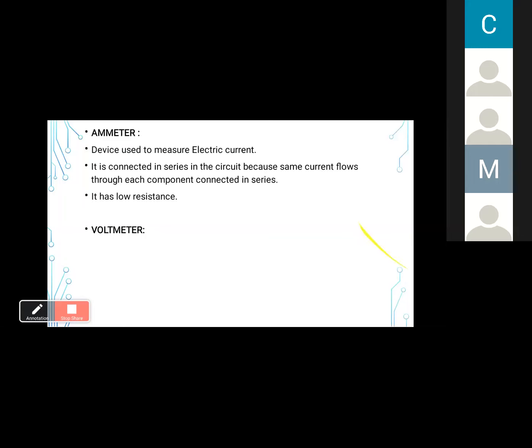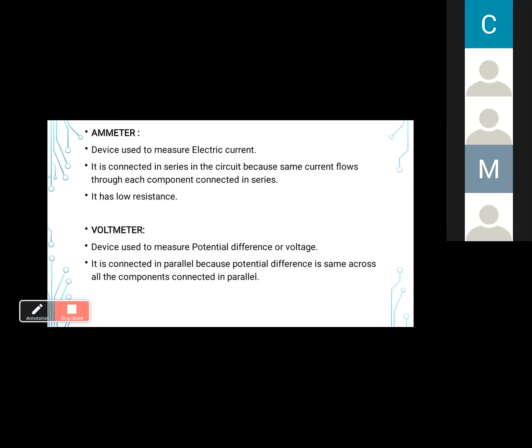Next is the voltmeter. A voltmeter measures the potential difference or voltage in volts, and it's connected in parallel because the potential difference is the same across parallel components. As you studied previously also, current is different but voltage is the same when the components are attached in parallel. That's why the voltmeter is connected in parallel, and it is of large resistance. Large resistance means current will be very less.